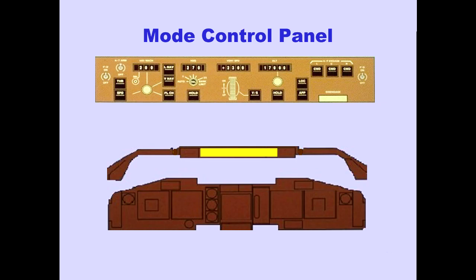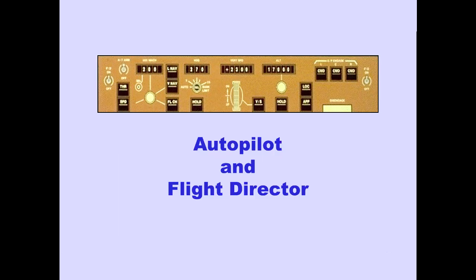The Mode Control panel is located on the glare shield. There is a single mode control panel for operating the Autopilot and Flight Director. Although the Autopilot and Flight Director are controlled from a common mode control panel, they may be operated separately. In this module, we will discuss the Autopilot.